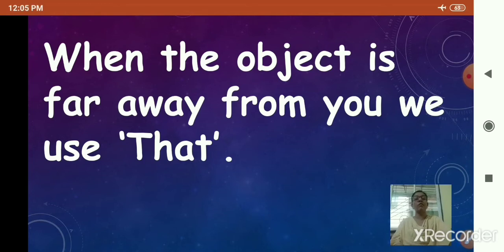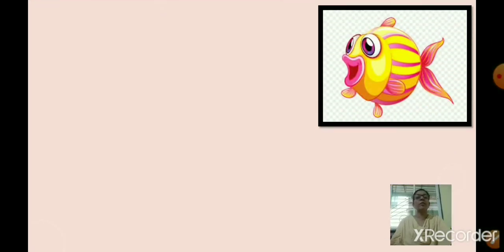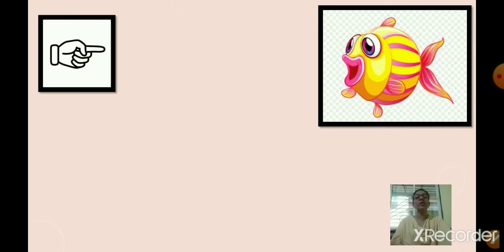Now, we will see some examples of when to use that in the sentence. Observe this picture properly. What can you see on the screen? You can see a fish. Now, where is the fish? Is the fish near to you or far away from you? Yes, it is far away. The object is far away.